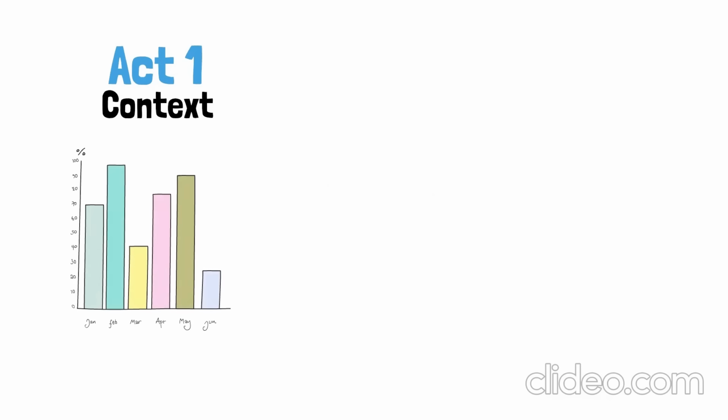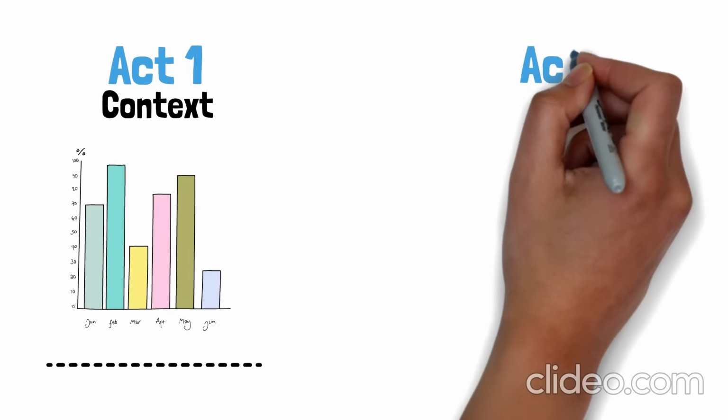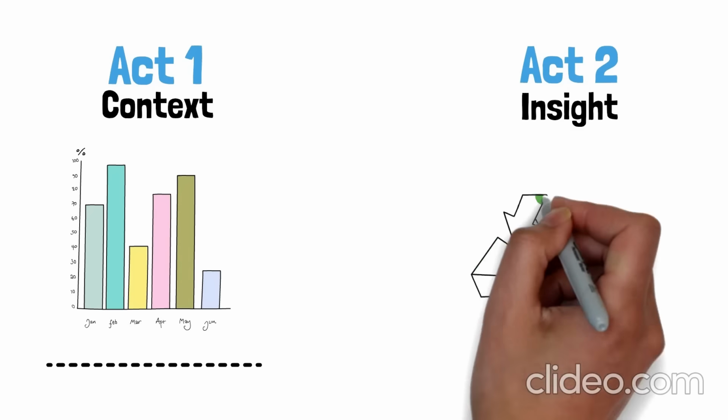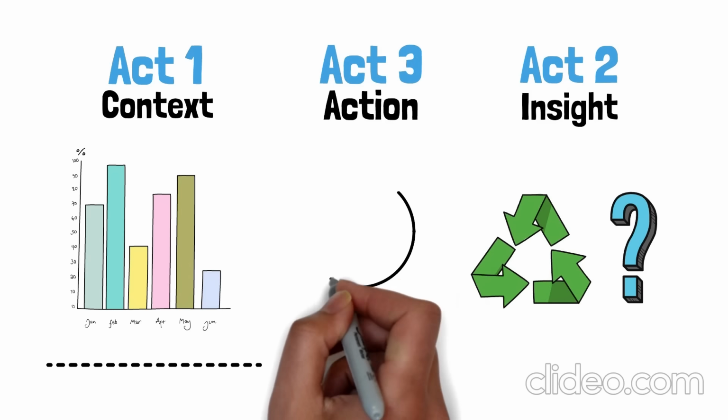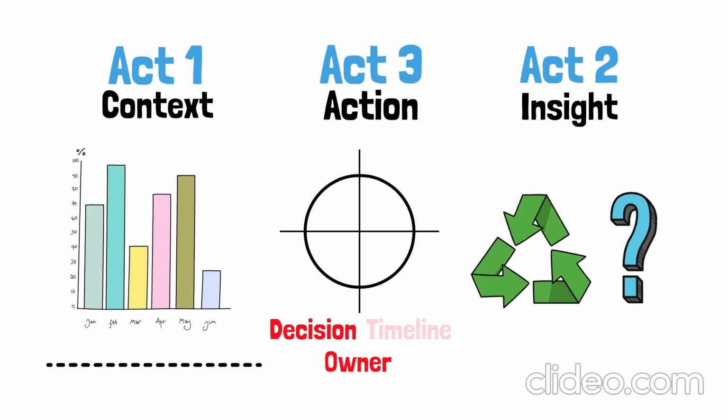Act 1. Context. Frame the problem with one chart and a single sentence. Act 2. Insight. Reveal what changed, where, and for whom. Act 3. Action. Specify the decision, owner, and timeline. Keep a one idea per slide rule.